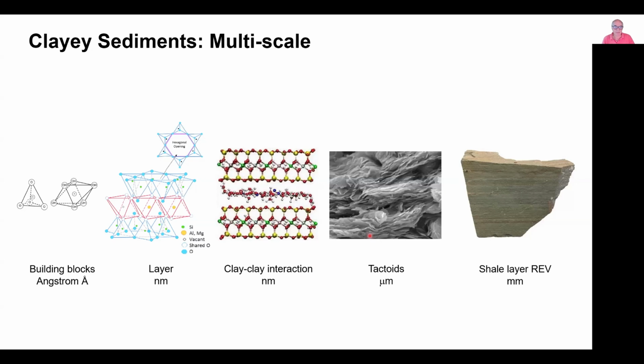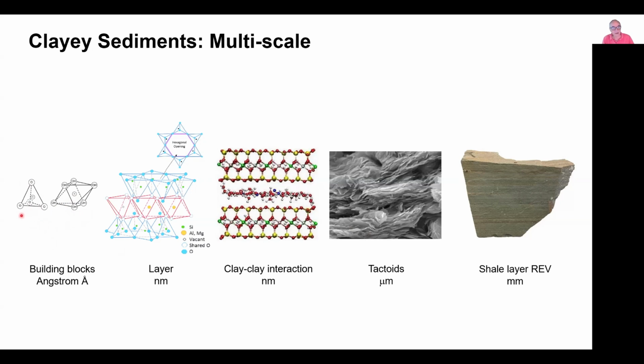Now, going back to the clay minerals, we have to build the structure like if we were building a house with Lego blocks. We have to start at the level of the building blocks, the silica tetrahedron and the aluminum or magnesium octahedron, with oxygens on the vertices in the silica case and with hydroxyls on the vertices in the case of the octahedral structures.